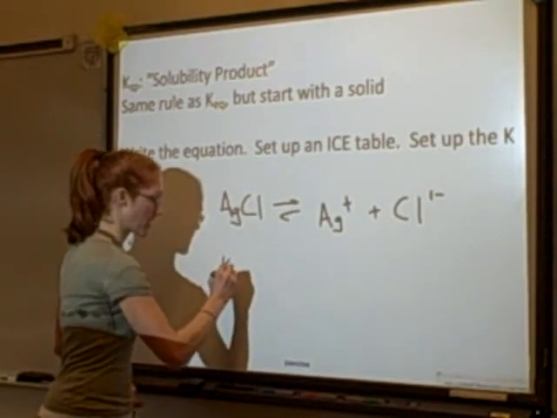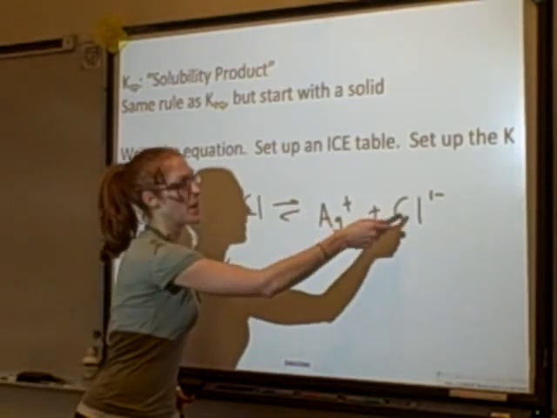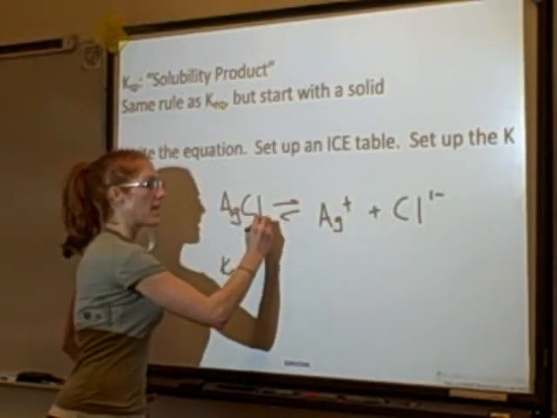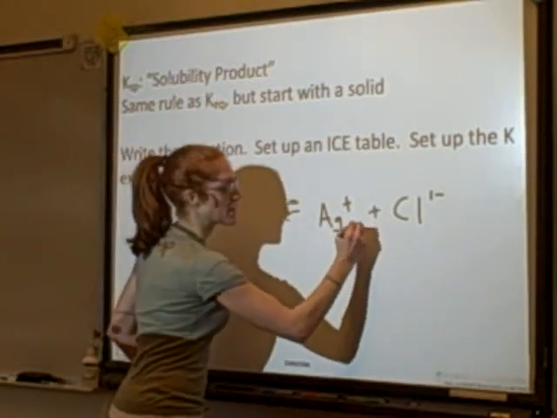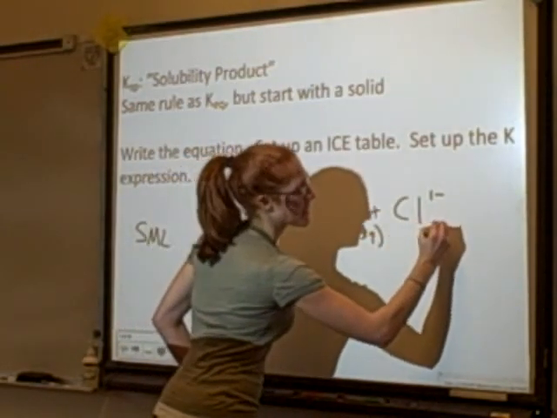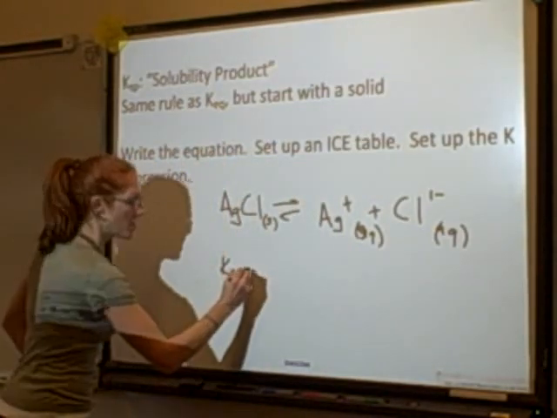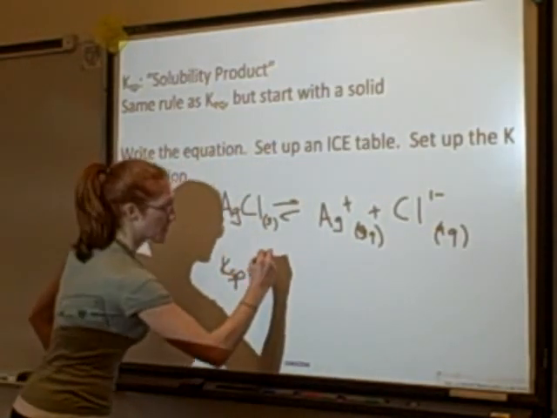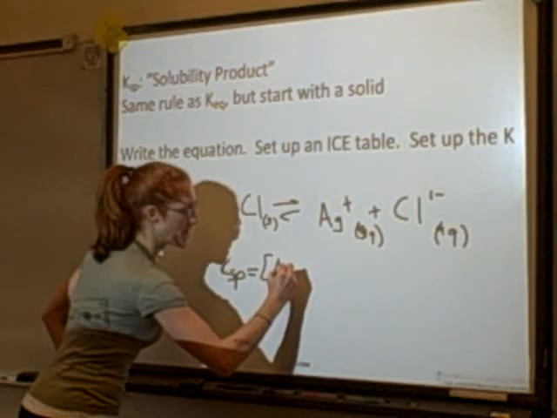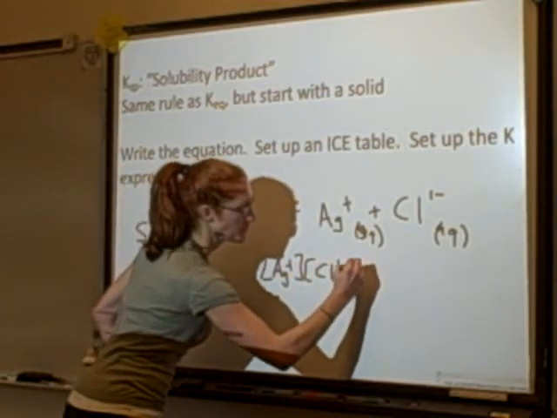So the Ksp expression is just the K expression. We always write products over reactants, and we know that we leave solids and liquids out. So I'm going to put these aqueous ions in my expression. So Ksp is equal to the concentration of the silver ion times the concentration of the chloride ion.